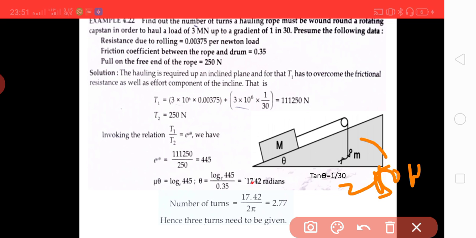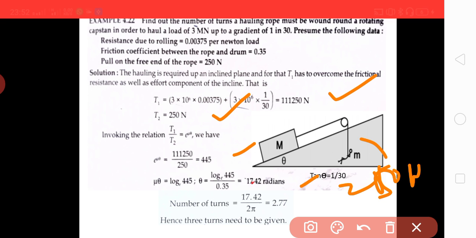Here T1 is 3 into 10 to the power 3 into 0.00375 plus 3 into 10 to the power 6 into 1 upon 30, that is coming out to be this much. Now T2 is given as 250 Newton. Invoking the relation T1 upon T2 equal to e to the power mu theta, we have e to the power mu theta equal to 445, so mu theta equal to log 445, and theta equal to log e base 445 upon 0.35, which is coming out to be 17.42.